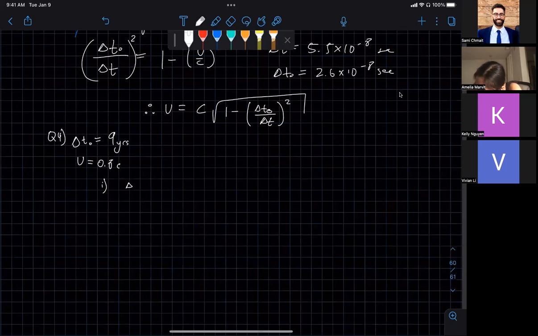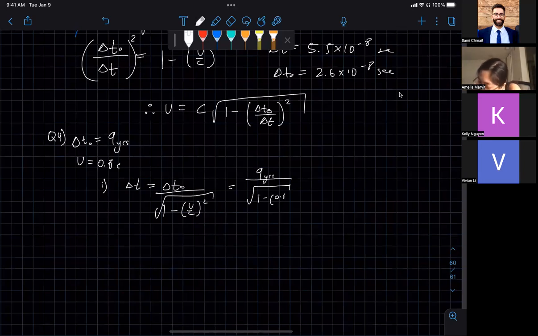So we can set up our equation. Delta t is equal to delta t naught divided by the square root of 1 minus v over c squared. And we're told that the normal life of the cat is 9 years. So we have the normal time. That means we have delta t naught, plug in 9 years in the numerator.